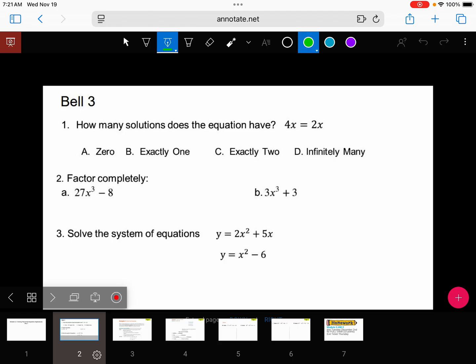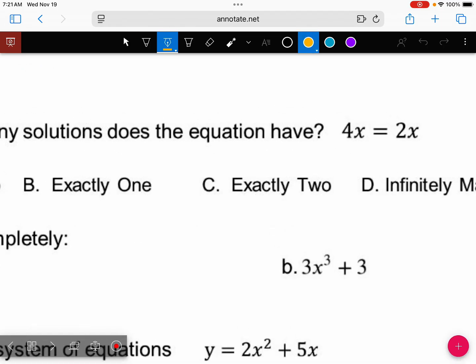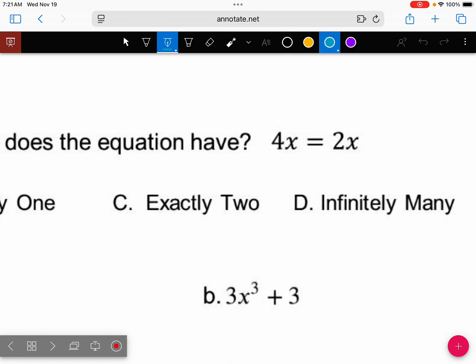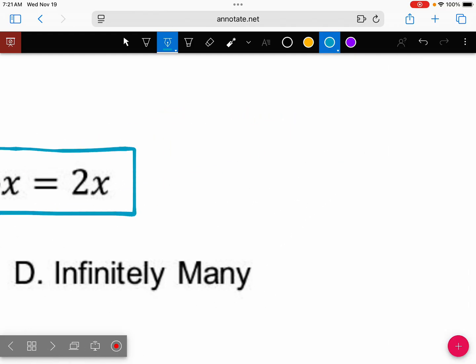First things first, we want to know how many solutions this has. 4x equals 2x. We might need to find the solution, or we might be able to do it as it is. What do we think? If I just wanted to solve this, 4x equals 2x, what do I need to do? If I wanted to get my x's together, I could subtract 2x from both sides.